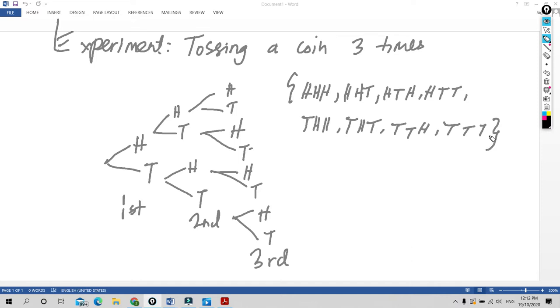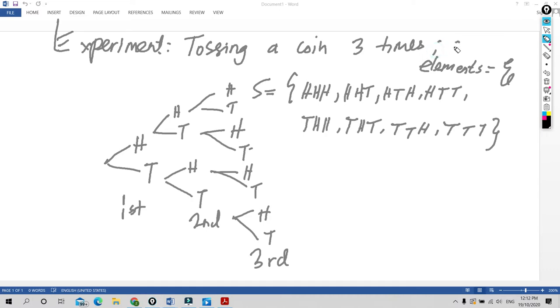Now this is a sample space. And inside here, each value is known as an element. The elements here are referred to as zeta. So let's say the name of the experiment here is tossing a coin 3 times and getting a head.